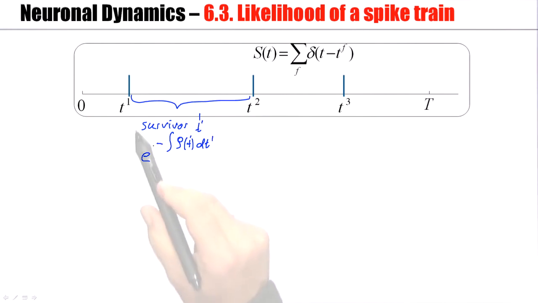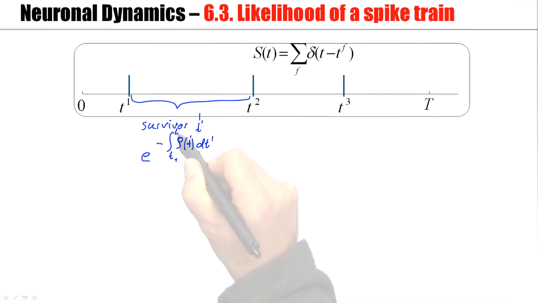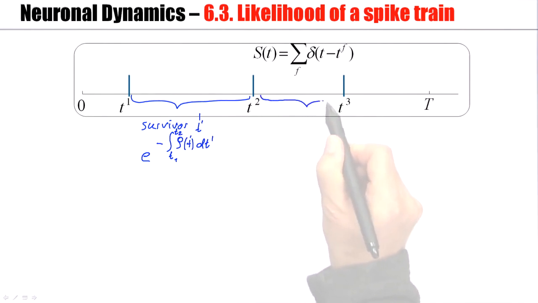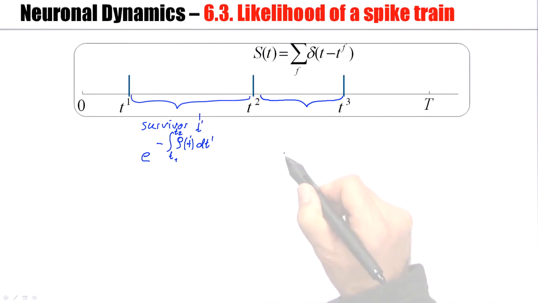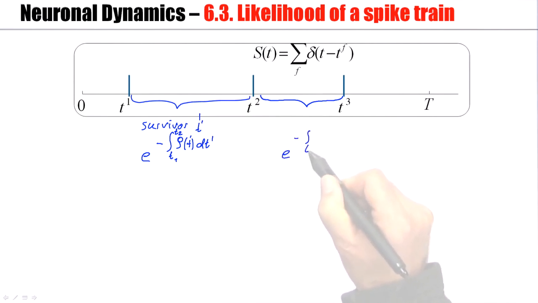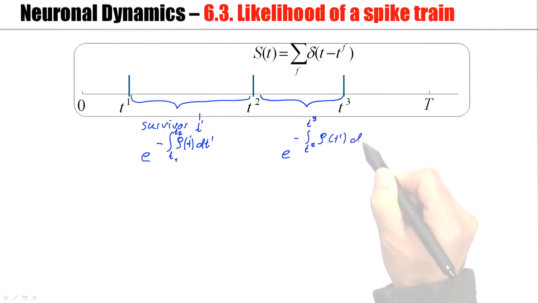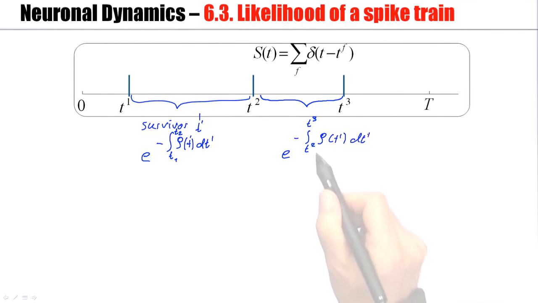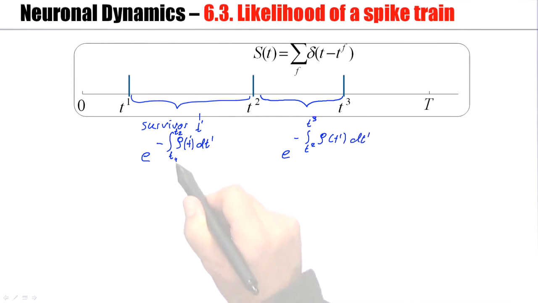And it doesn't fire in the whole interval from t1 to t2. So we integrate this instantaneous rate from t1 to t2. And then again, the neuron should stay silent. It should survive from t2 to t3 without firing. t2 is this firing time here, t3 is the next firing time. Firing times are the upper index. So this must be an upper index here and there.